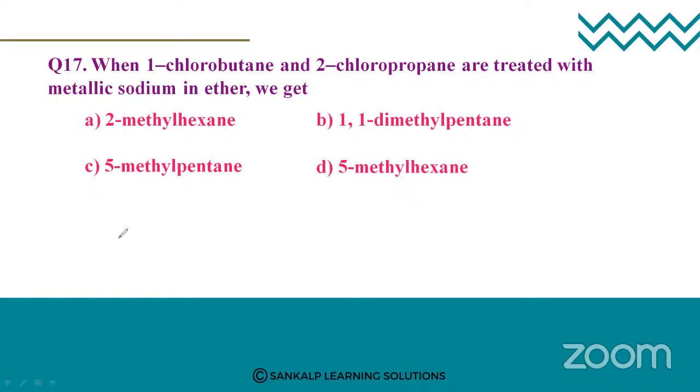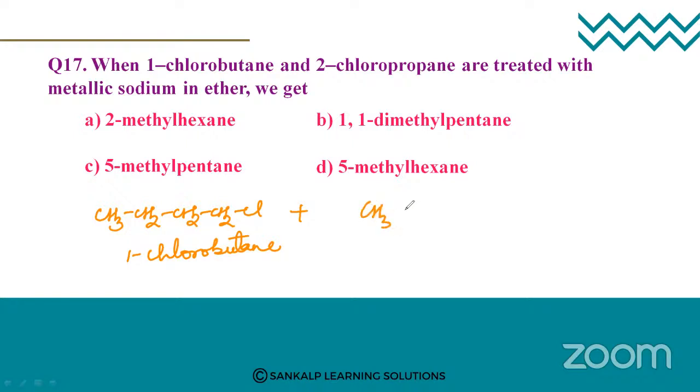So what is the structure of 1-chlorobutane? Butane means 4, right? CH3, CH2, CH2, CH2, Cl. So this is 1-chlorobutane, plus 2-chloropropane. Propane means it will be 3, so it will be CH3, CH, CH3. So this is 1, 2, and 3, and at the second position you have chloro. So this is 2-chloropropane.